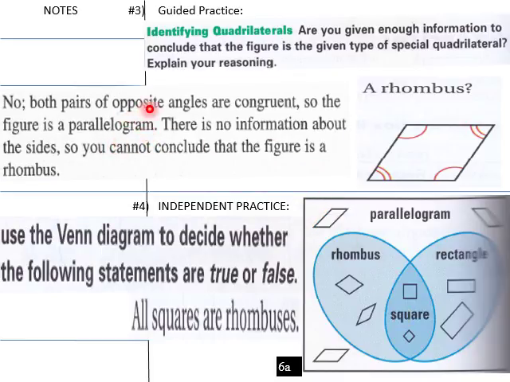No, both pairs of opposite angles are congruent, so the figure is a parallelogram first. There is no information about sides, so you cannot conclude that the figure is a rhombus, okay? This is true. All squares are rhombuses.